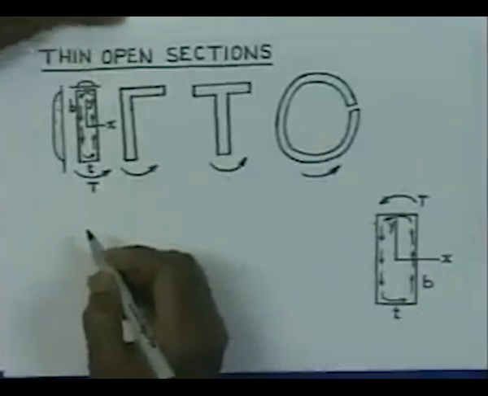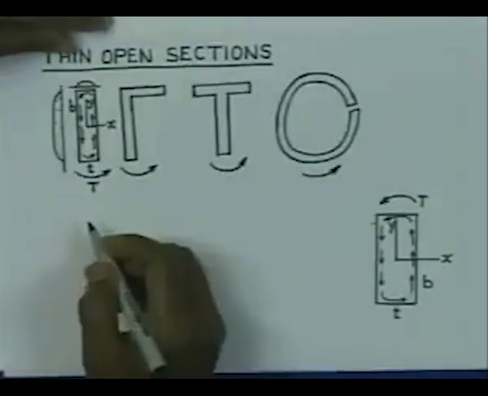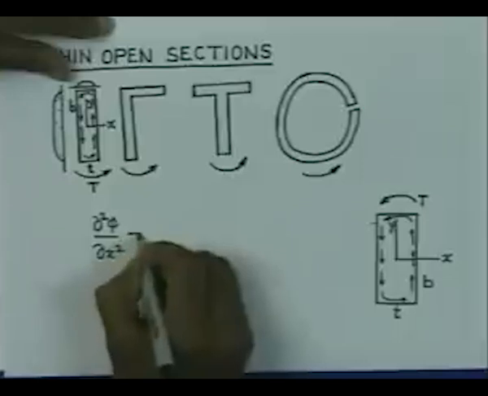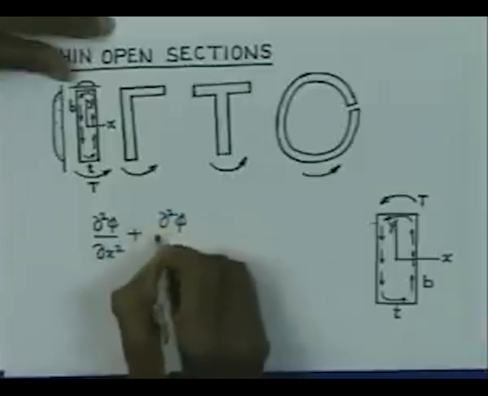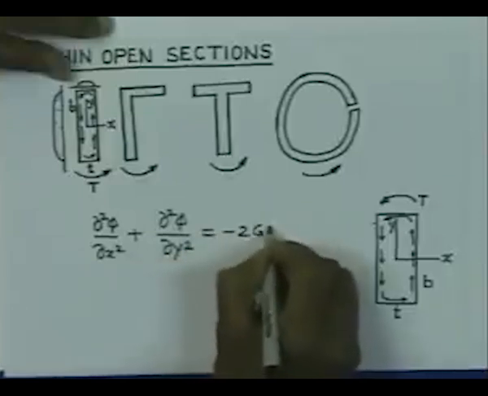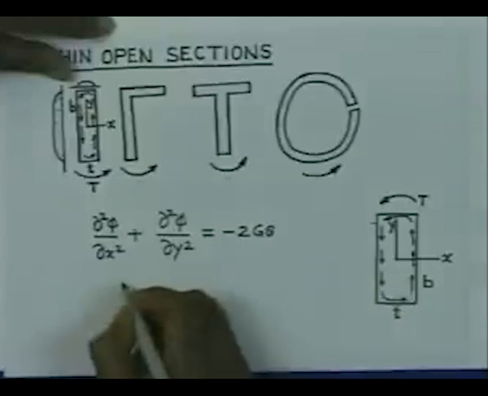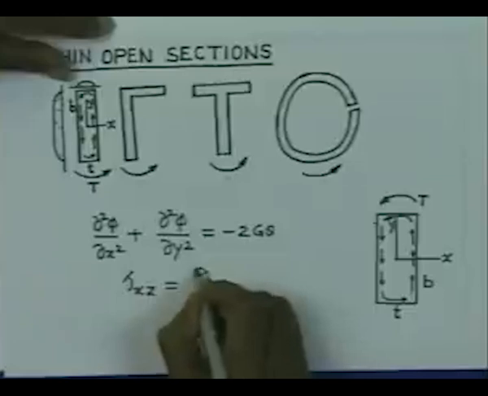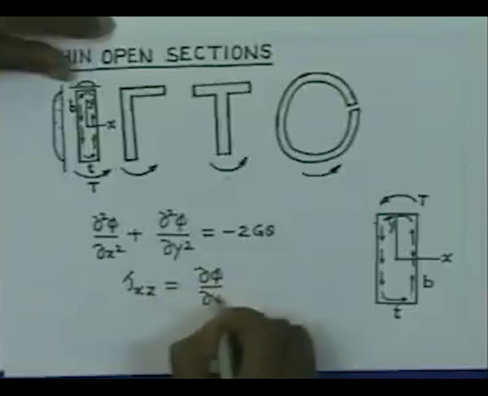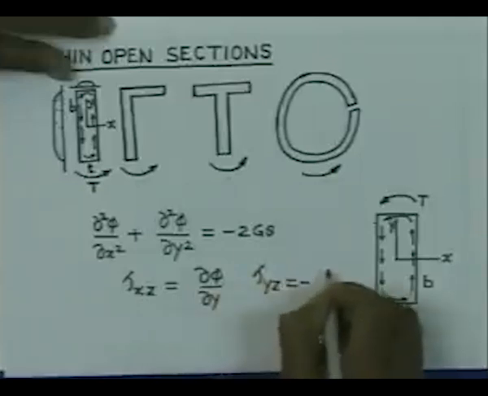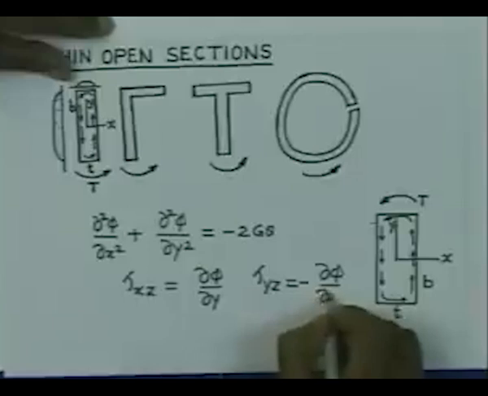If we look into the governing equation of the torsion, it was in this form: delta 2 phi delta x square plus delta 2 phi delta y square is equal to minus 2 g theta, wherein we had already considered that tau xz is nothing but delta phi delta y and tau yz is equal to minus delta phi delta x.